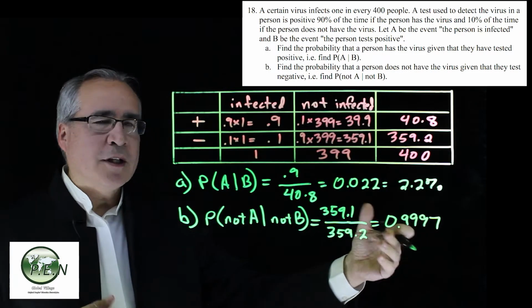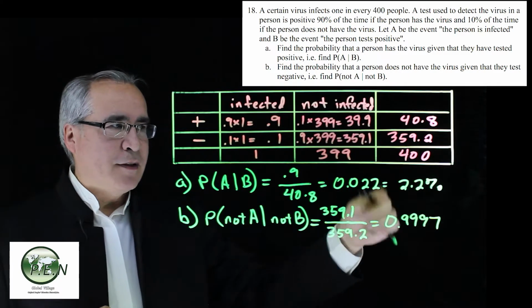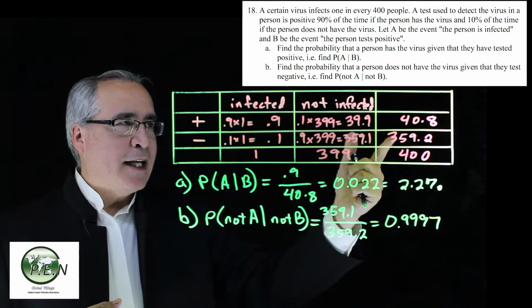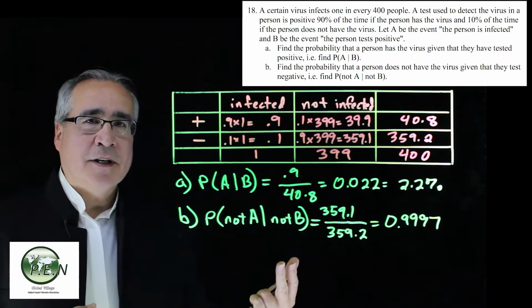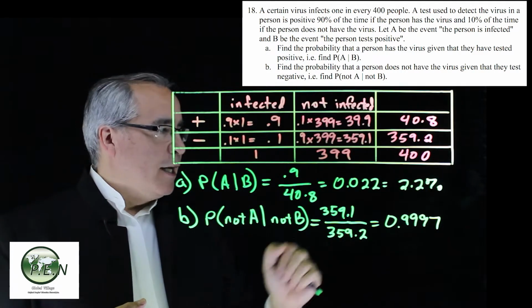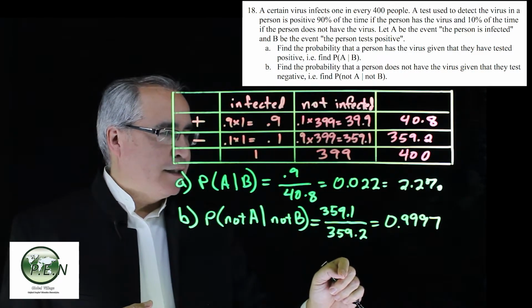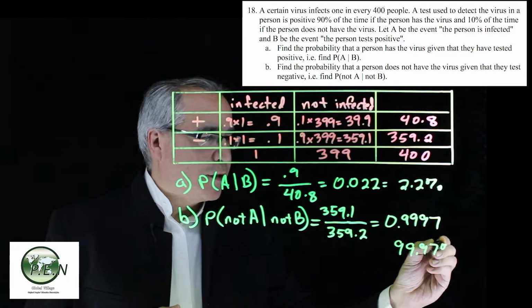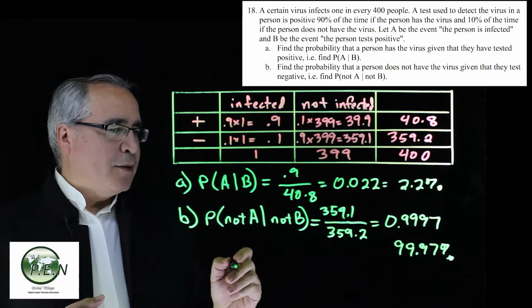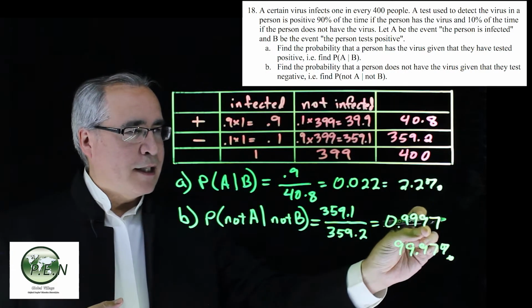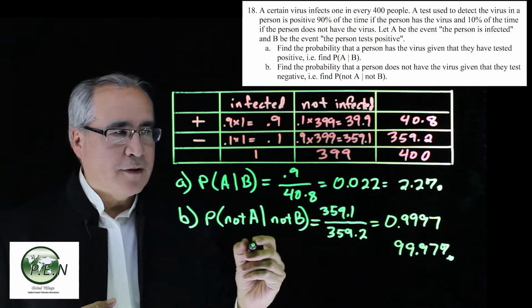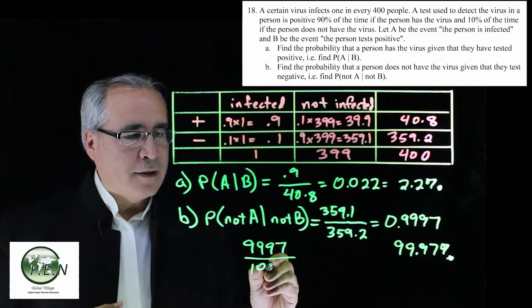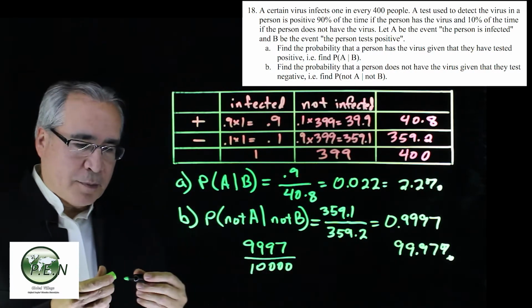If you rounded too soon, it looks like 100%. So this is a very, I guess, a good chance. If you've got a negative test, there's a very good chance that you're not infected. That's what we're looking for. But let's turn that into a percentage. 99.97%. Seems very strong, but let's do this. This is a 10,000ths place, right? 4 places. So that, as a fraction, is 9997 over 10,000.